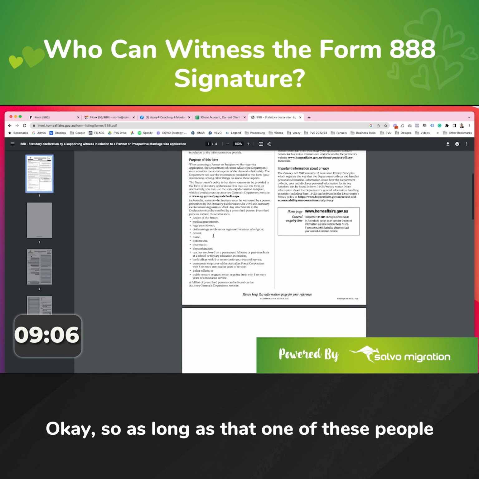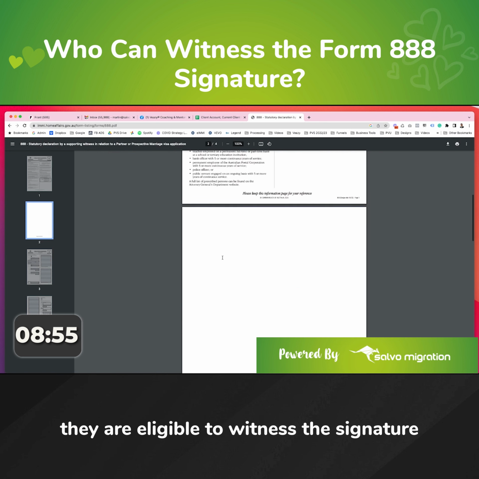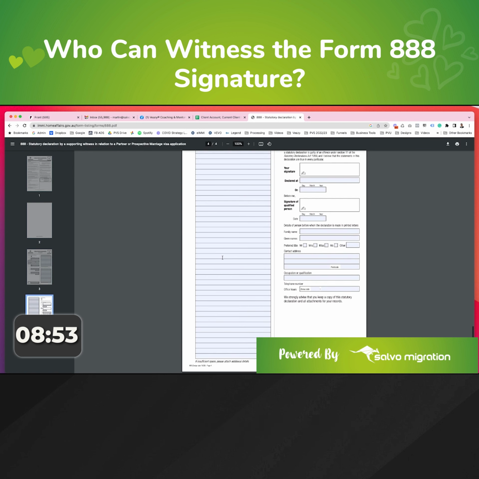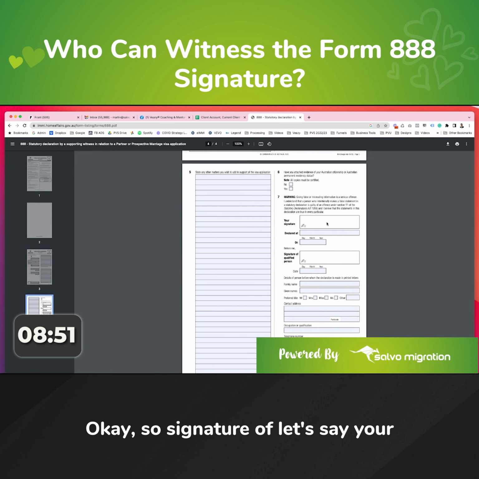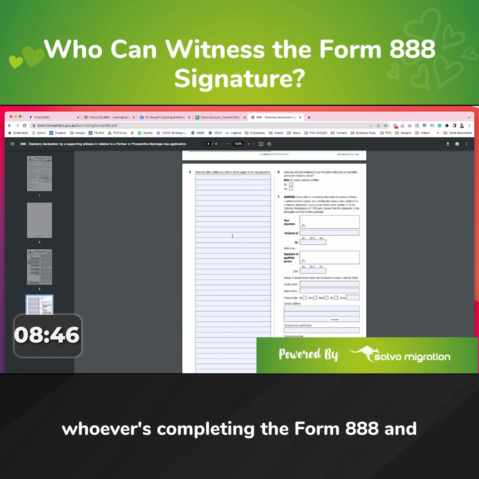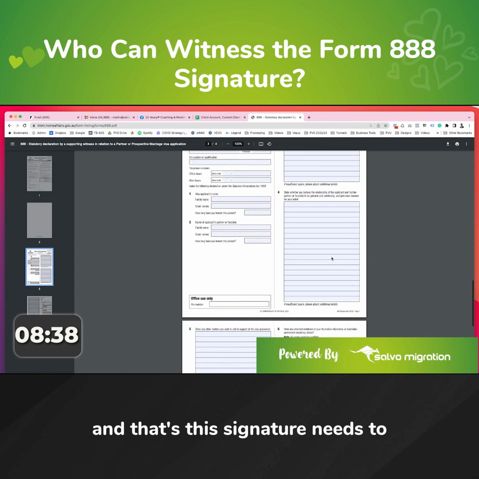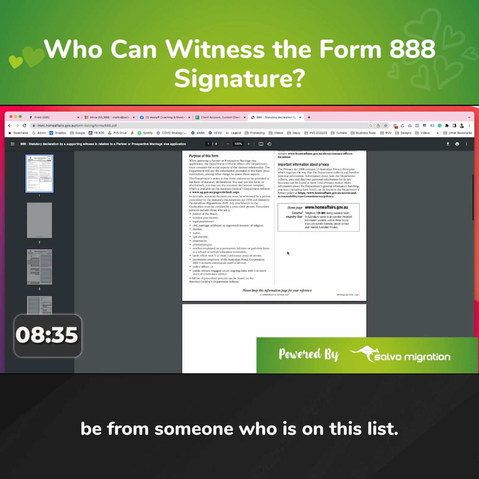As long as they're one of these people or hold this type of qualification or are classified under one of these occupations, they are eligible to witness the signature of whoever it is that's declaring. So the signature of, let's say, your mum, your dad, your brother, your friend, your colleague, whoever's completing the Form 888, and then that qualified person's signature, the witness's signature, goes here. This signature needs to be from someone who is on this list.